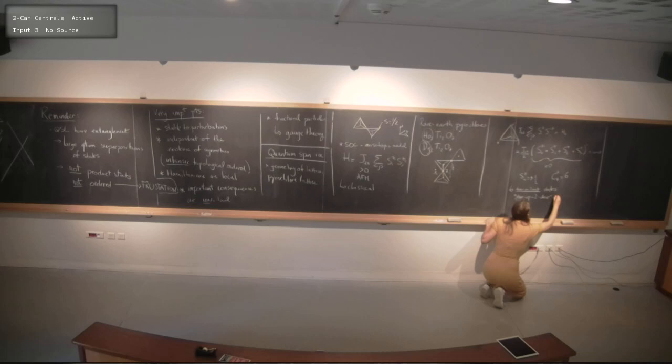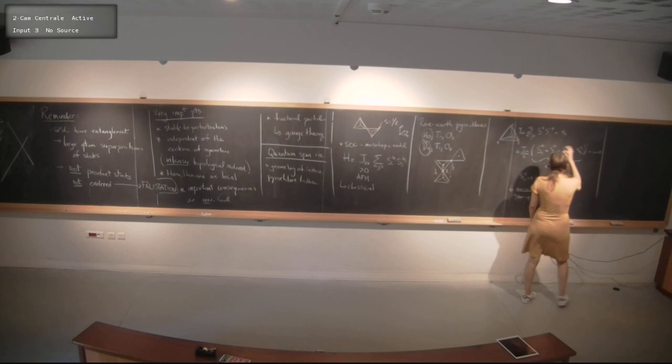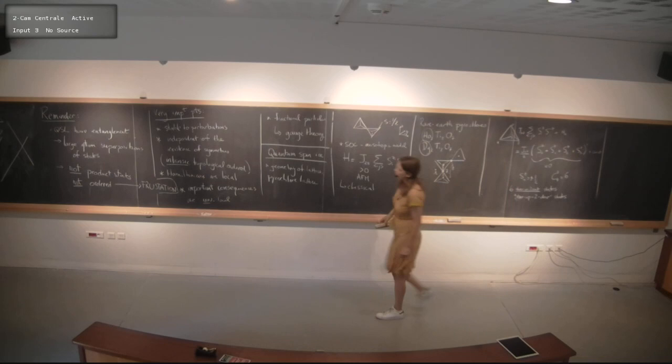So let me draw them. Okay, and so all of these states are degenerate. They all minimize the energy of one tetrahedron. And the way they look is as follows.